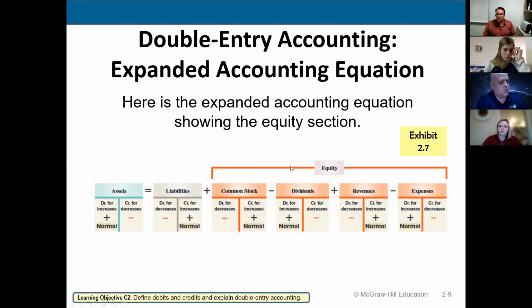So honestly, what you're going to have to memorize is these five types of accounts and which side they increase with and which side they decrease with. And then just remember that the normal balance is always the side that it increases with. And that just takes some practice.